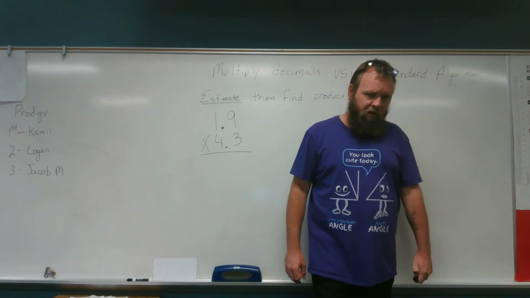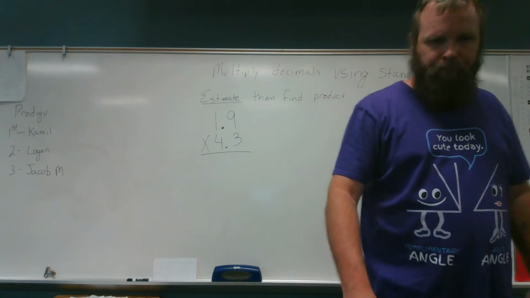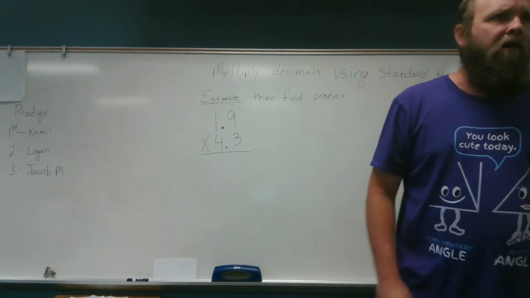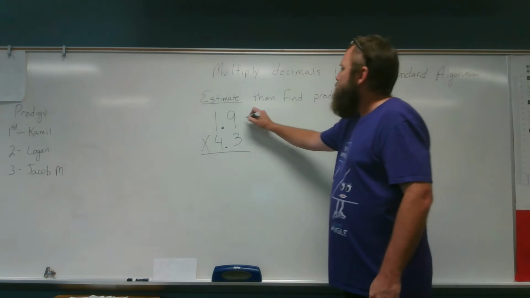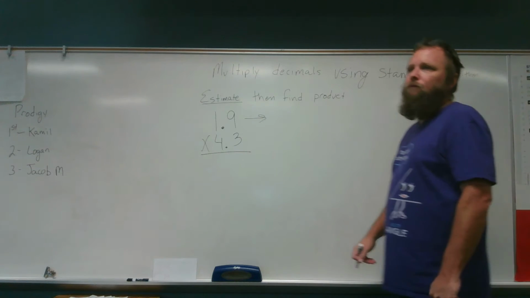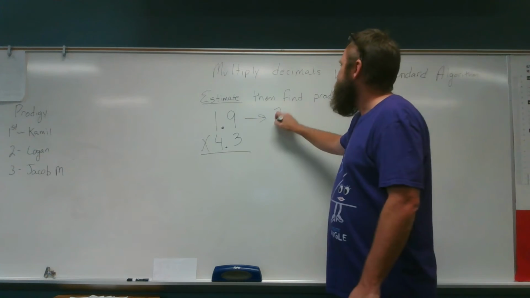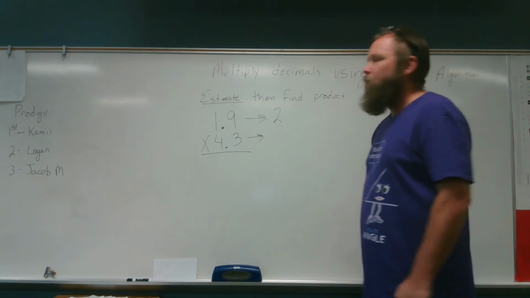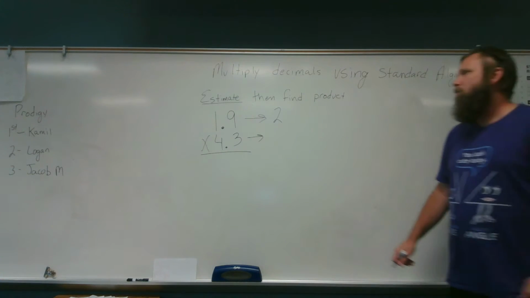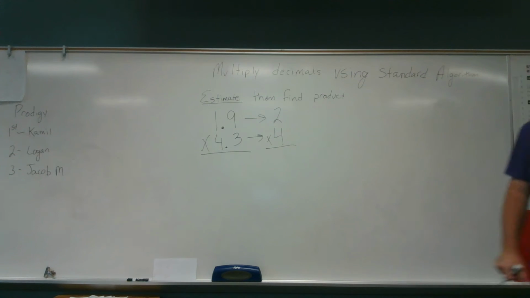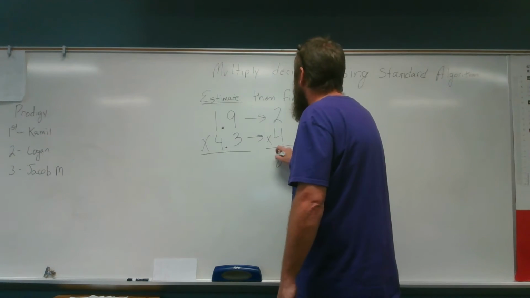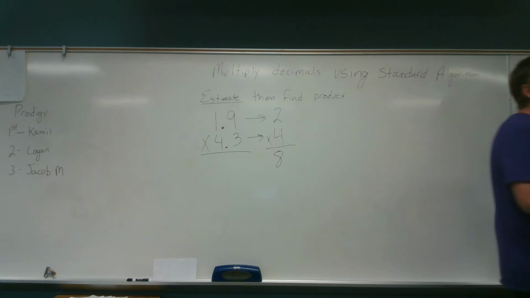So at this point, everyone in here should be finished and ready for that. Ian, you're going to help me estimate. So what would we take 1 9/10 to? 2. And what would we put 4 3/10 as? 4. And Ian, what is 2 times 4? 8. My answer is going to be in the ballpark of 8. Somewhere around 8.